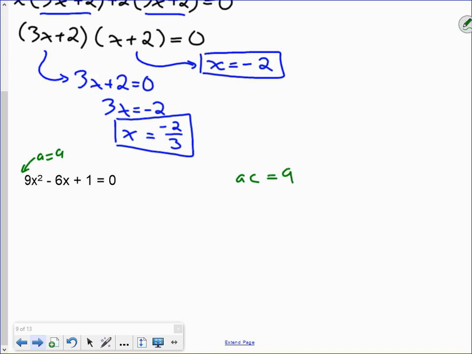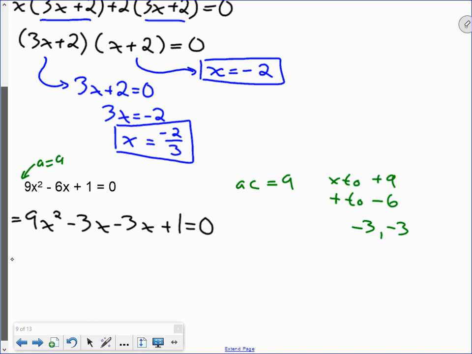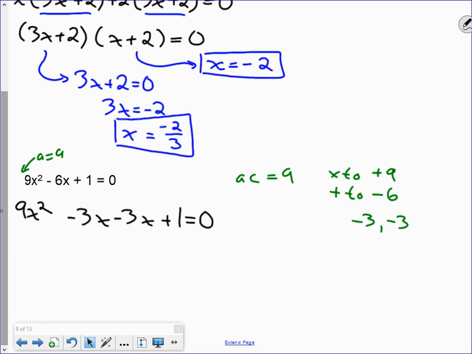So I'm looking for two numbers that multiply to give me positive 9 and add to give me that middle term, negative 6. Those two numbers are going to be negative 3 and negative 3. It's got to be a negative 6. So we'll use negative 3 and negative 3 to break up that middle term. Negative 3x minus 3x plus 1 equals 0. And I wrote this equal sign at the beginning. I'm going to get rid of it because I've got that equal sign at the end, equals 0. So this is just going to be 9x squared there without that equal sign.